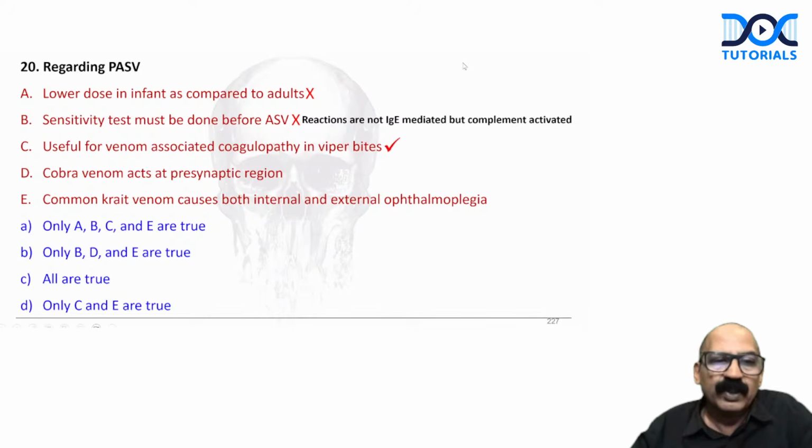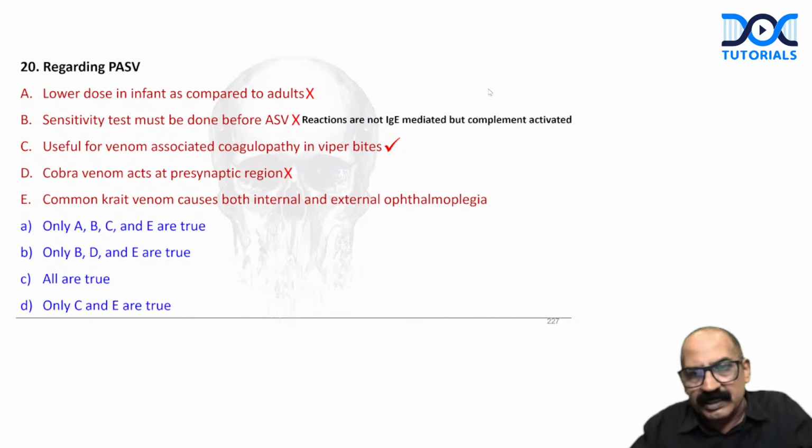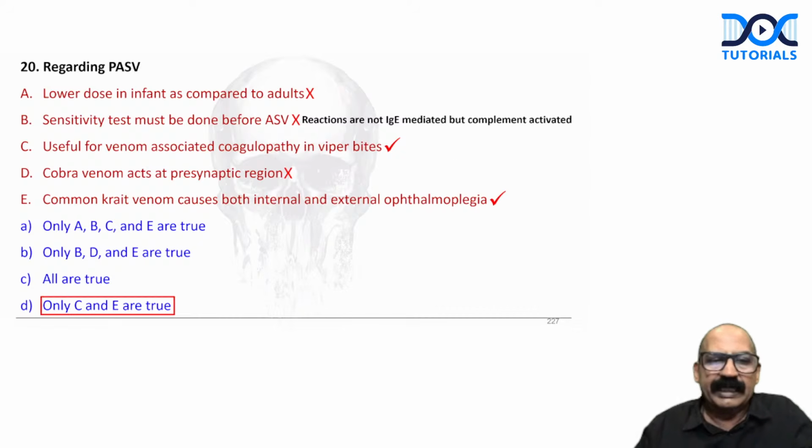That is true. Cobra venom acts at pre-synaptic. That is wrong. Common krait venom causes both internal and external ophthalmoplegia. That is true. So now the answer is only C and E are true. That is regarding 20 questions and discussion on RDX rank dividing series.